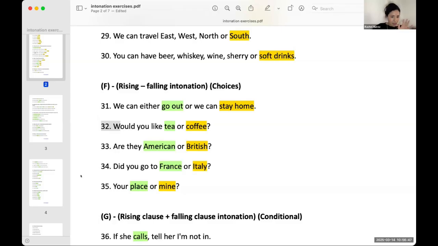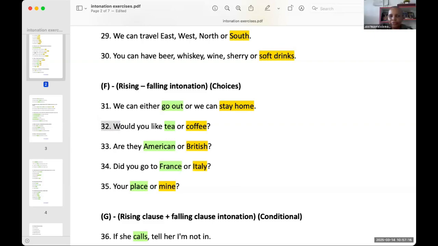Justina? I hope I'm saying your name correctly. Yes, you can try number 32. Would you like tea or coffee? Great. That was perfect. Awesome. Thank you so much.